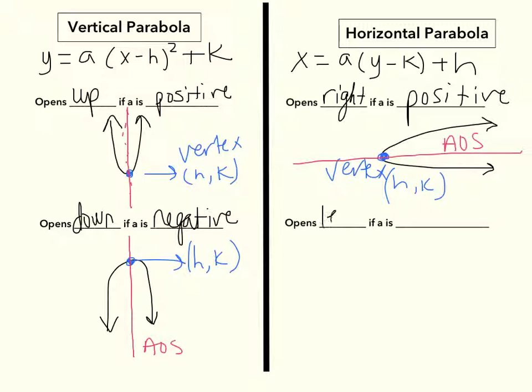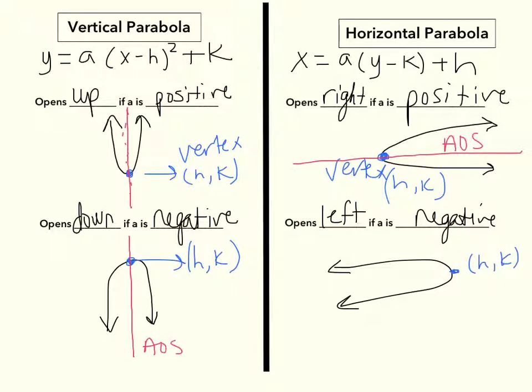Now that parabola will open left if your a is negative. Vertex still h and k. And your axis of symmetry still horizontal. It's supposed to go through the vertex, axis of symmetry.